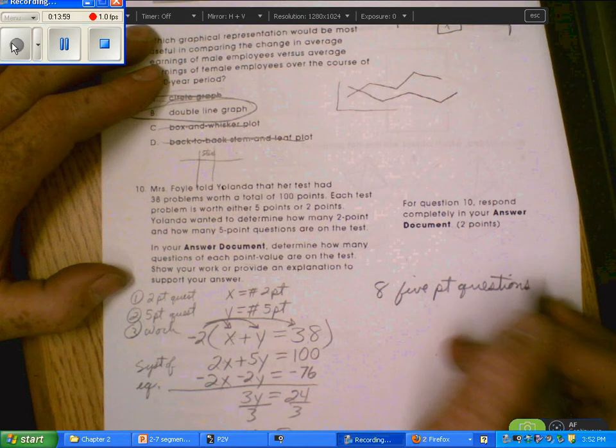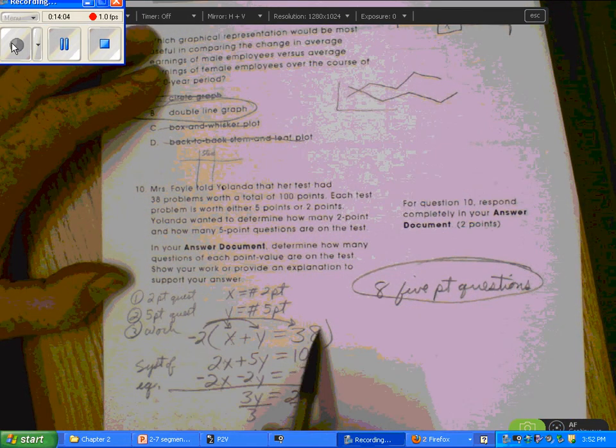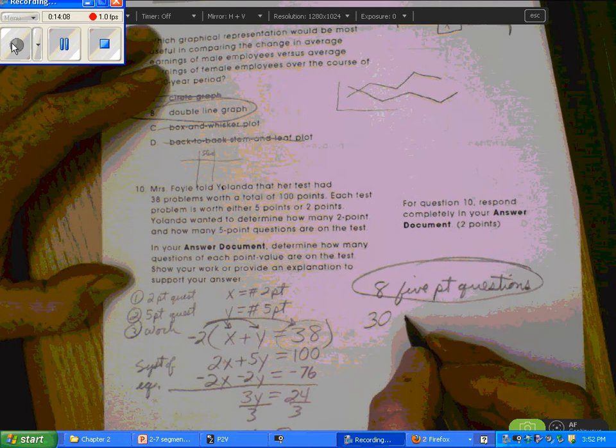Make sure we write this out so they can see it. And then to get the 2-point questions, we just go back. We know that there was 38 total questions, so that means there's going to be 30 2-point questions.